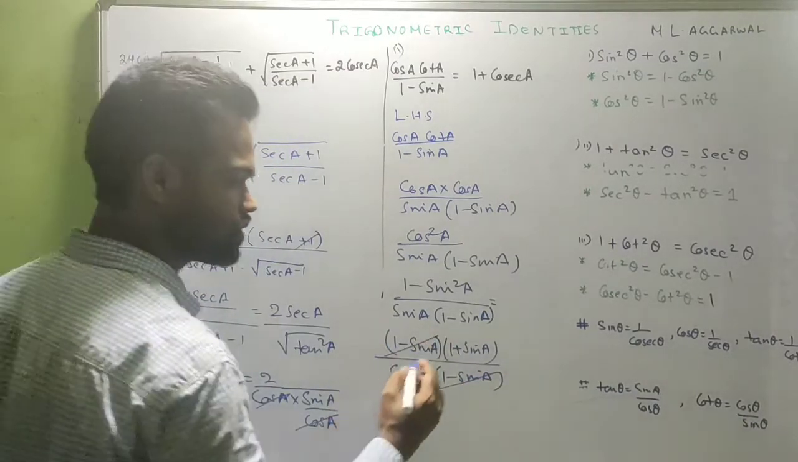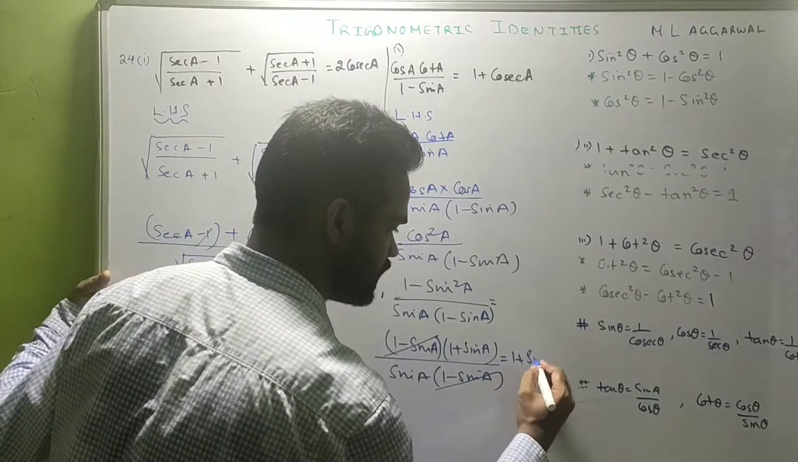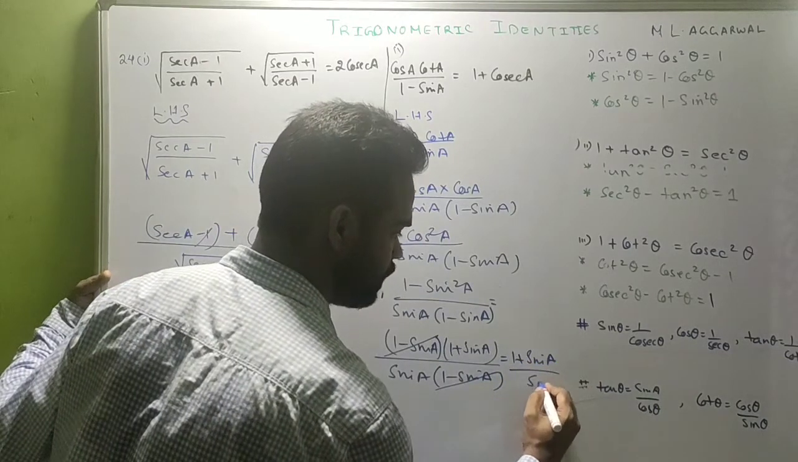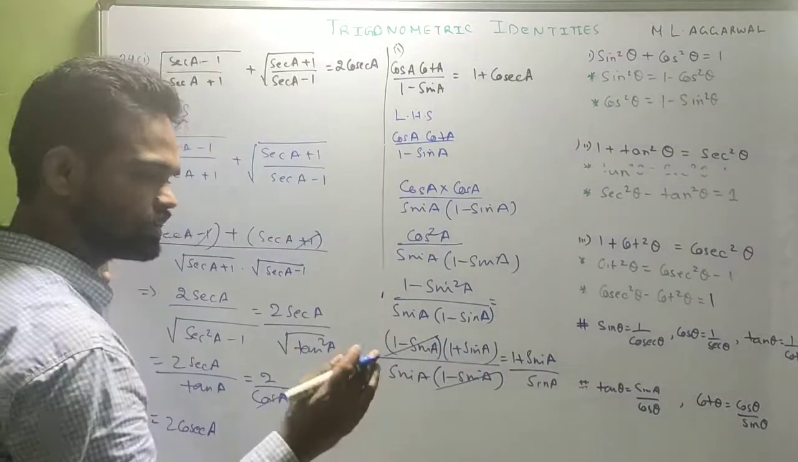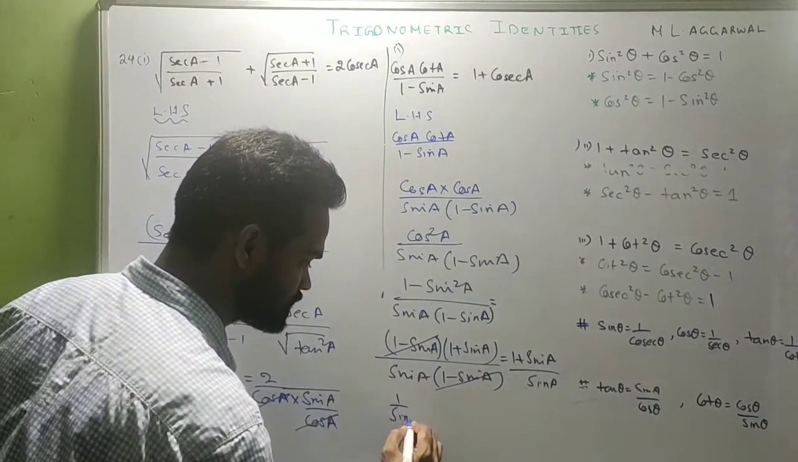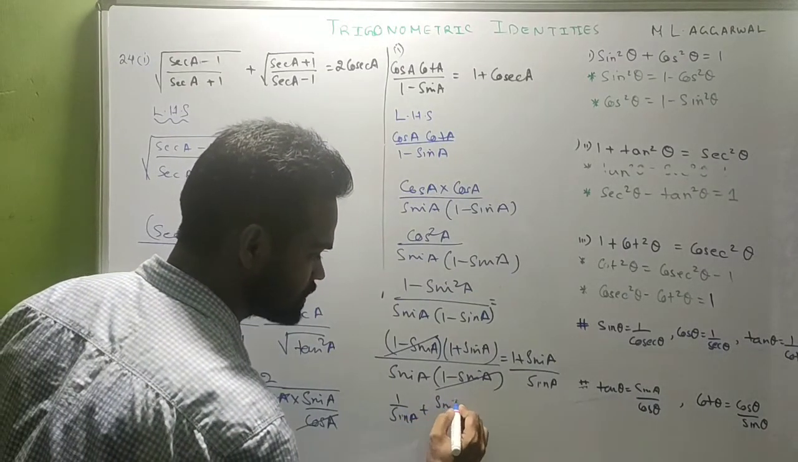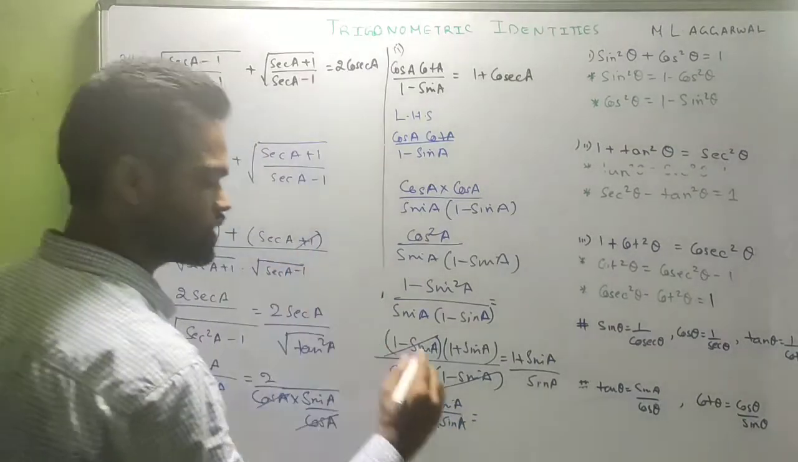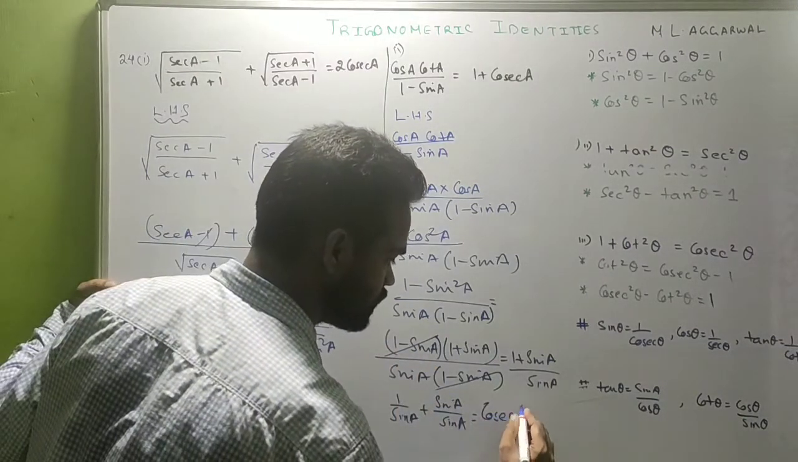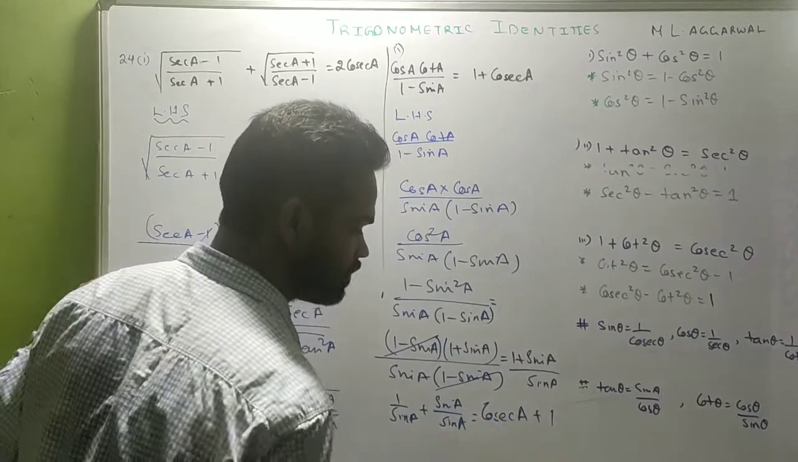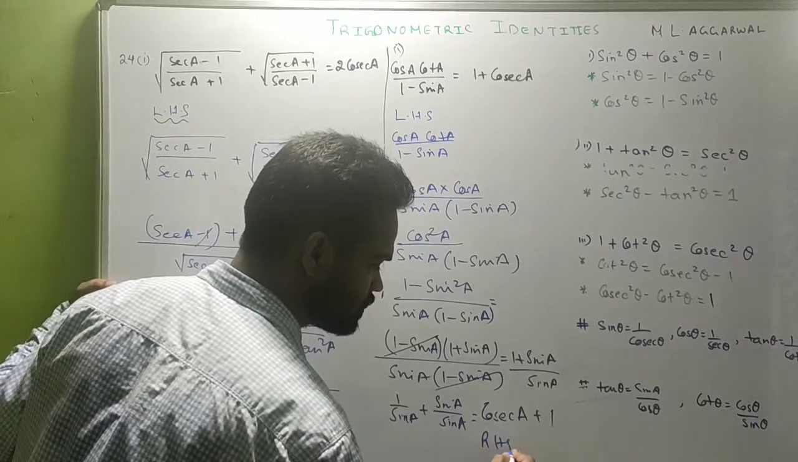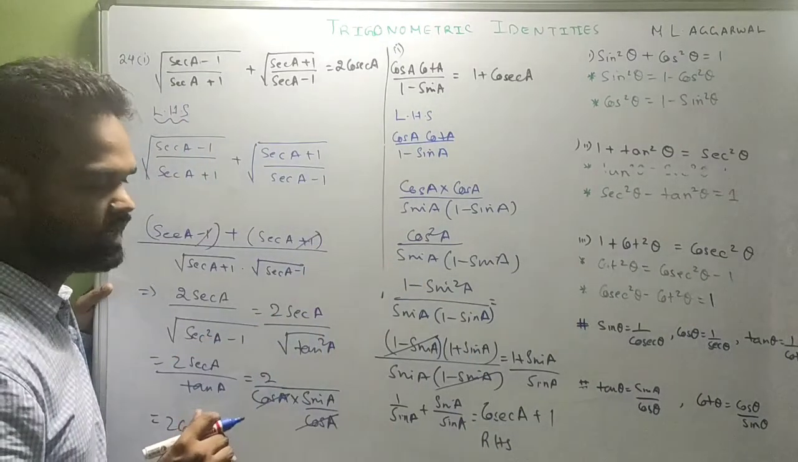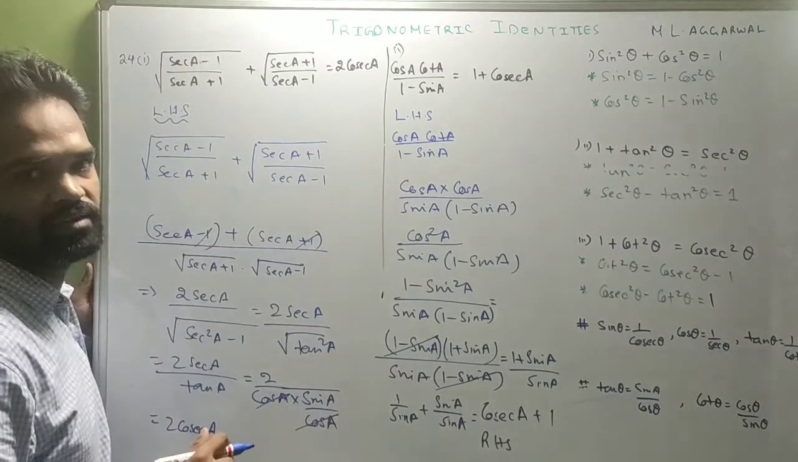This cancels out. So what remains? 1 plus sine a by sine a. Now we split it. So 1 by sine a plus sine a by sine a. 1 by sine a is cosec a plus sine a by sine a is 1, which is your RHS. Done. Now let us look at the next sum.